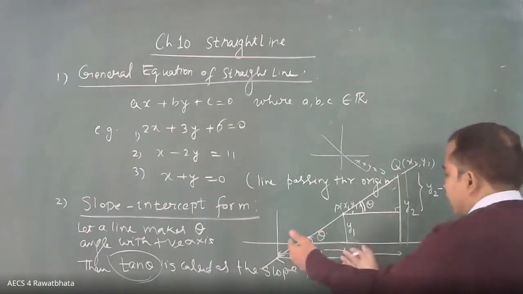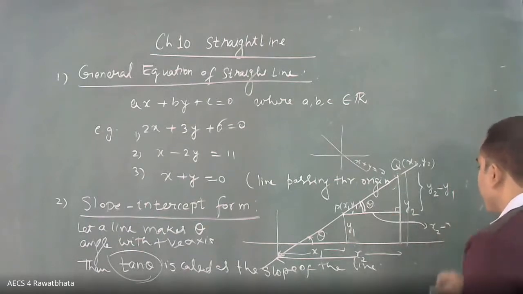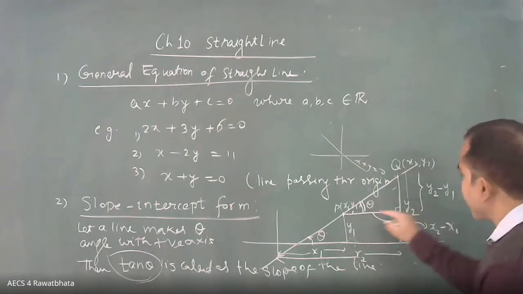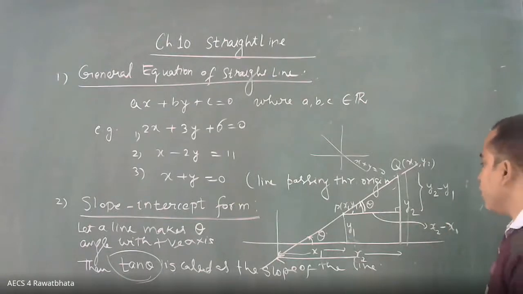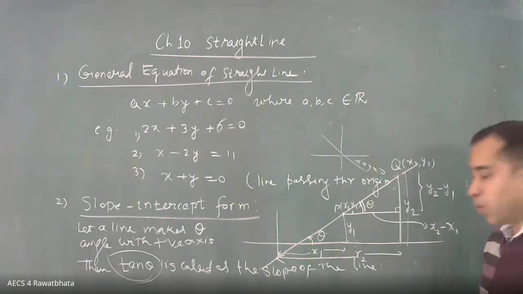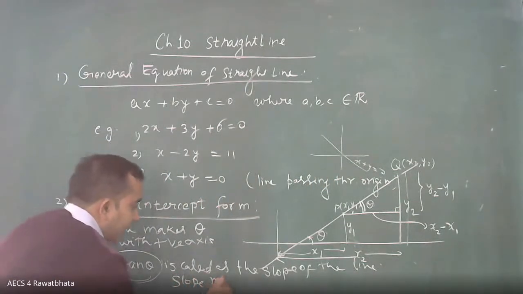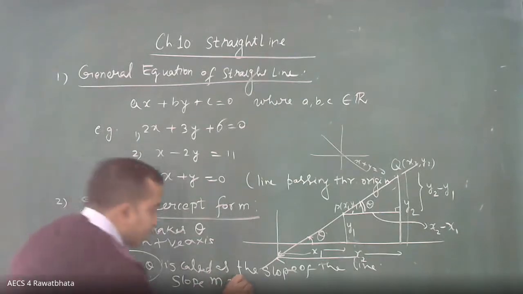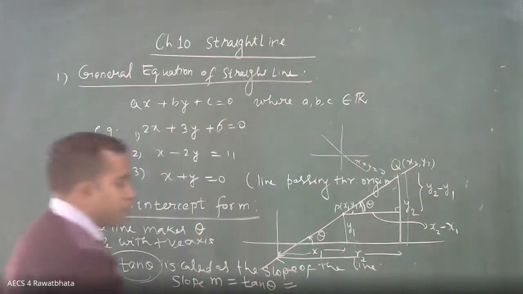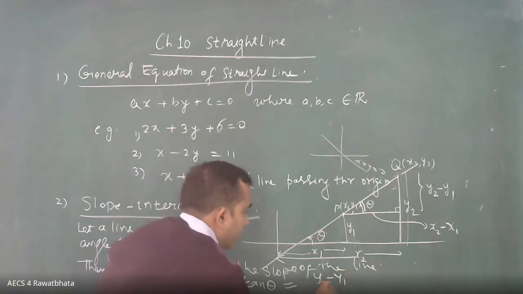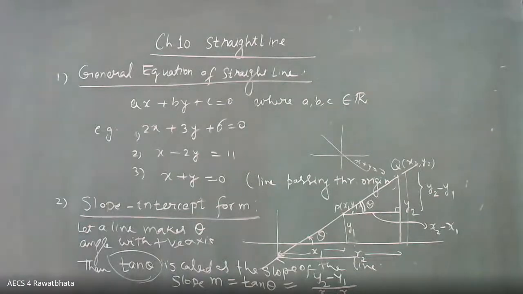And if this is x2, this is x1, then this will be x2 minus x1. And now can you tell me tan theta in this small triangle? Tan theta will be altitude upon base. So tan theta is going to be y2 minus y1 whole upon x2 minus x1. So slope, which we generally denote by m also many a times, is given by tan theta and is also given by y2 minus y1 whole upon x2 minus x1, right? So this is the way we calculate slope.